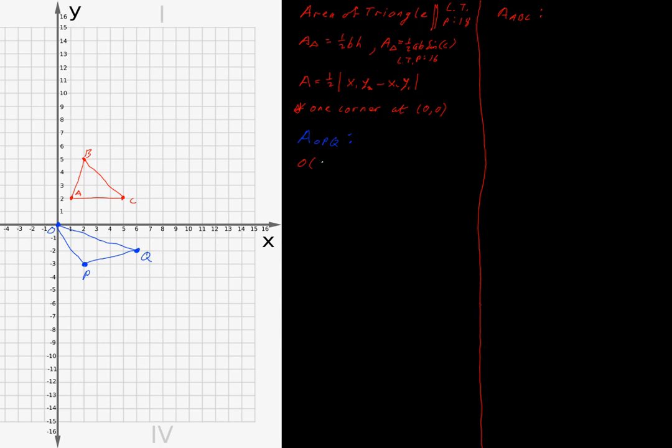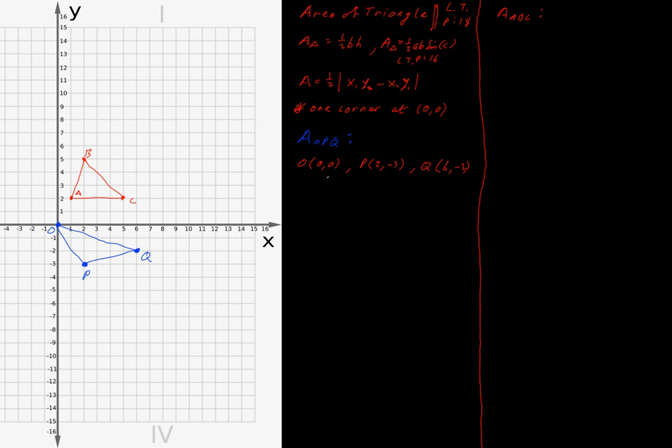So what I'm going to do for this type of question is write down my coordinates. So O is at 0, 0. It's at the origin. P is at 2, minus 3. So in the door 2, down the stairs minus 3. So 2, minus 3. And Q is at 6, minus 2. In the door 6, down the stairs minus 2.